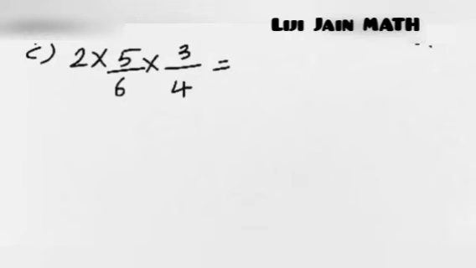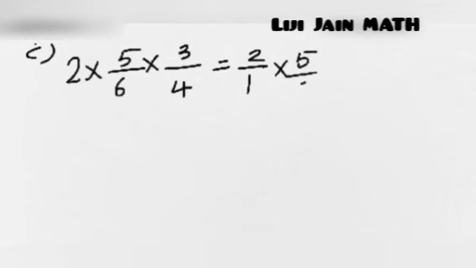How to do it? Yes, here 2 is a whole number. In such cases, what has to be done? Whole number has to be written in its fraction form. What is the fraction form of 2? Yes, 2 by 1. 2 and 2 by 1 are both the same. So the fraction form of a whole number is whole number by 1. So instead of 2, we can write 2 by 1 into 5 by 6 into 3 by 4, isn't it?